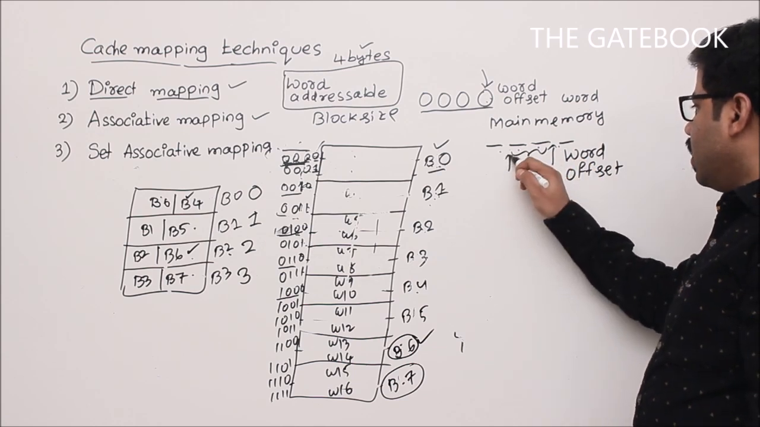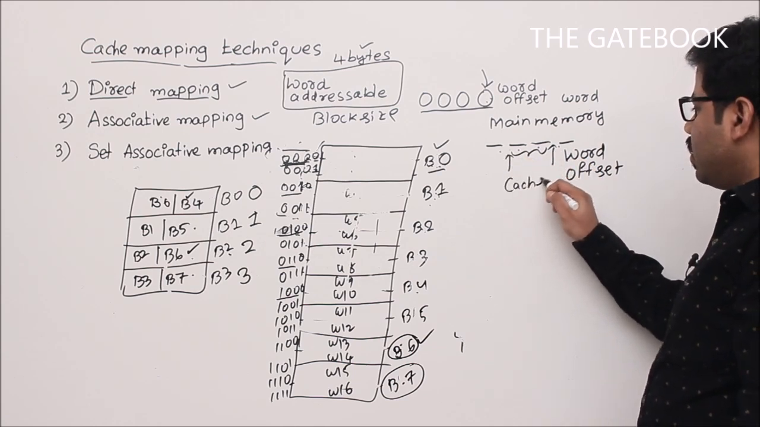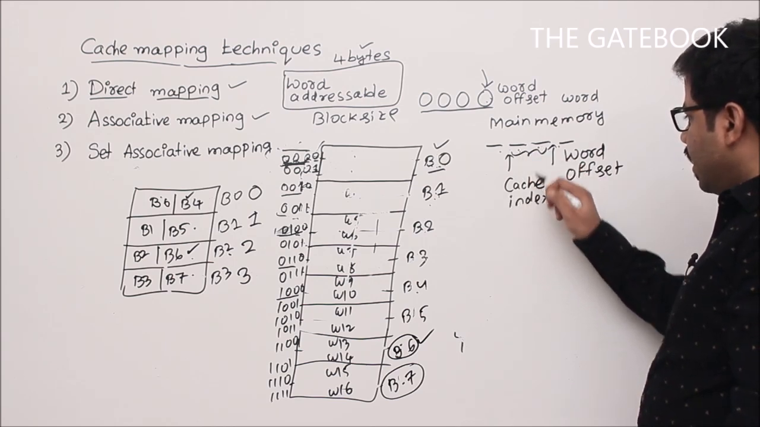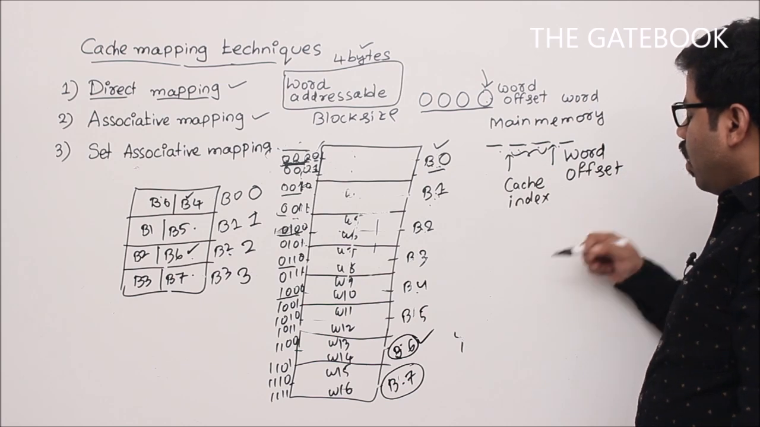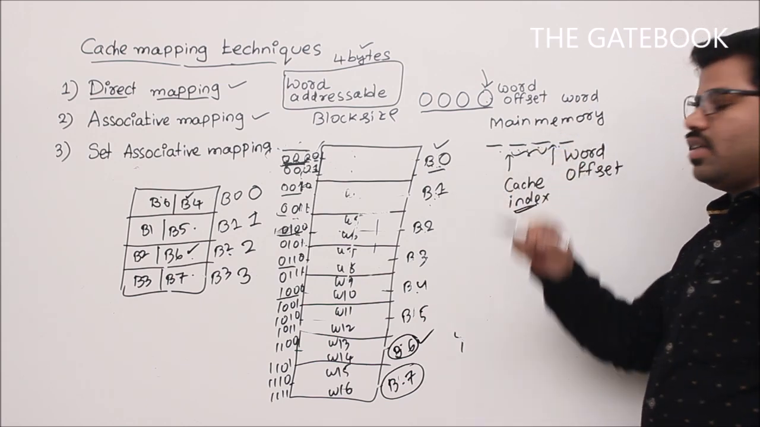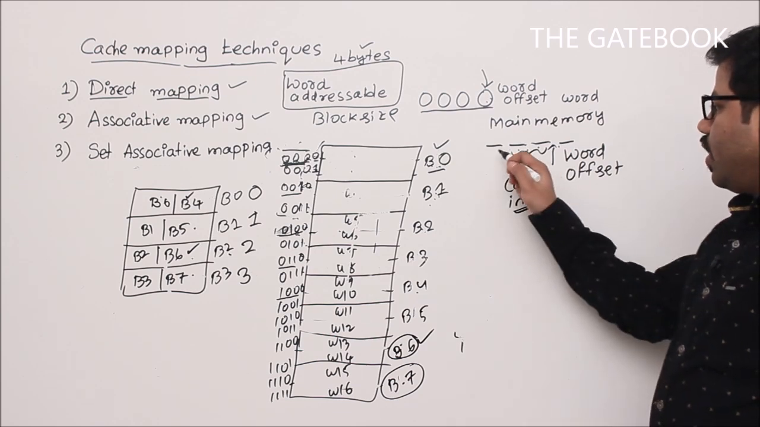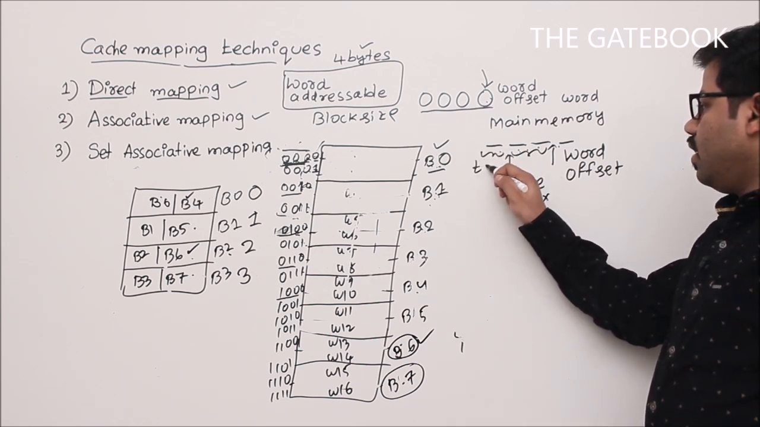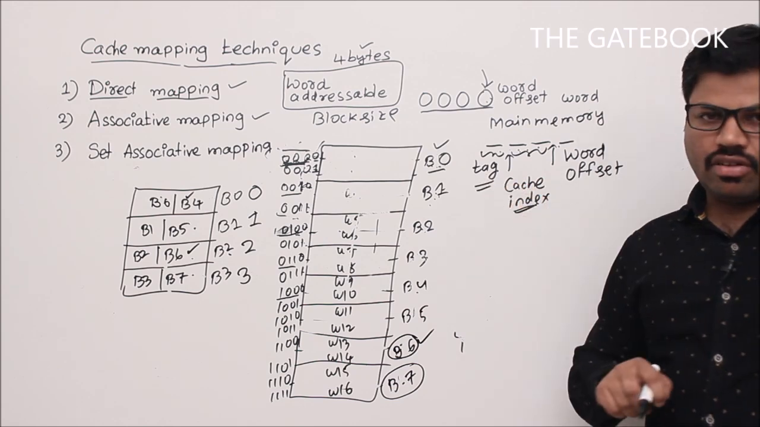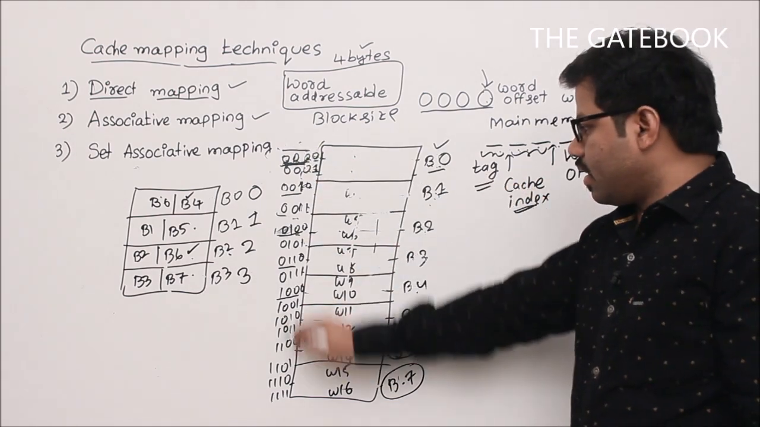The second component is the cache index, which says which cache block your main memory block is going to. That will be decided by the cache index. Now the third one is usually called the tag. I will explain the meaning of tag and why we use it. So this last digit is the tag.